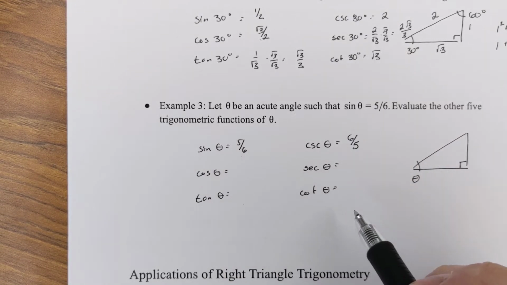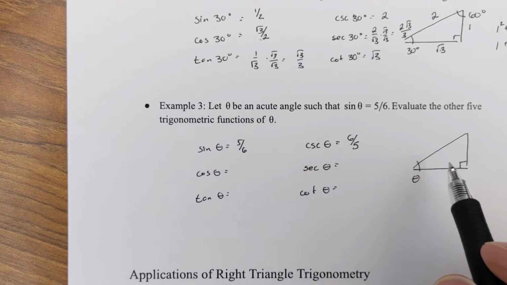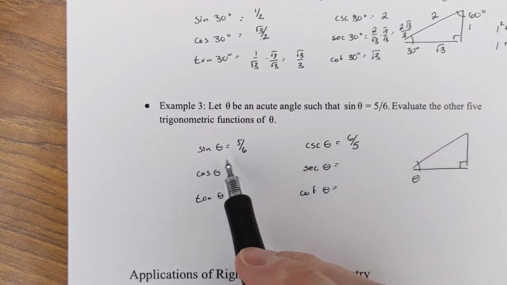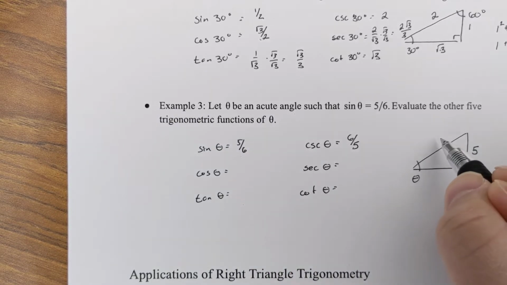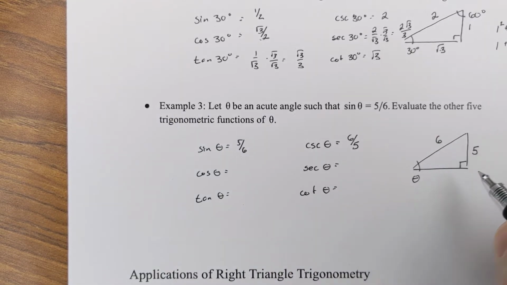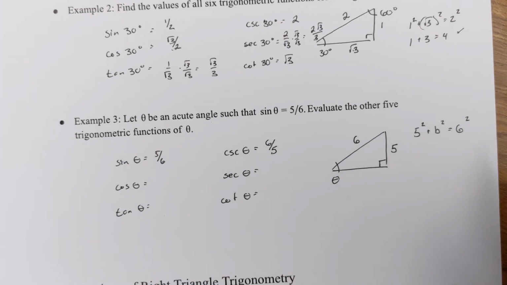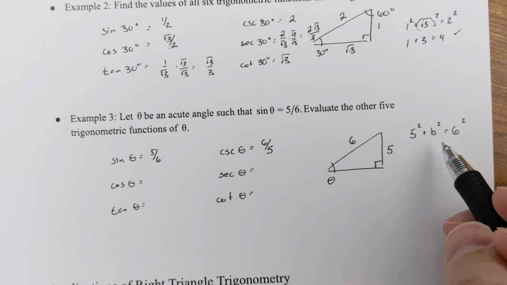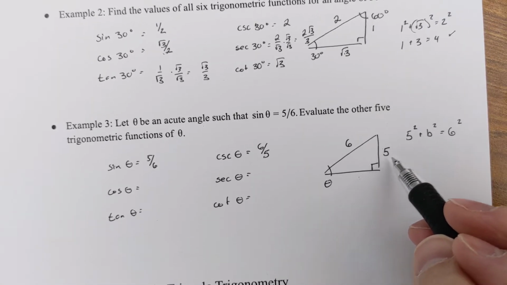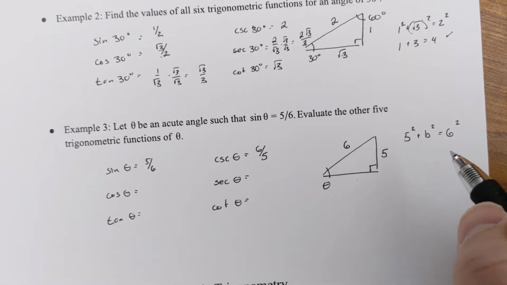Now to get the other ones though, I don't have enough information. But what I can do is solve this triangle. If sine is 5/6, that means the opposite side is 5 and the hypotenuse is 6. So I need to find that missing side. So 5 squared plus b squared is equal to 6 squared, Pythagorean theorem. Please be careful. The side you're solving for is not always the hypotenuse. Make sure you put it in the right place. If it's a leg, connects to the right angle, it goes on the left. If it's the hypotenuse, it goes on the right.